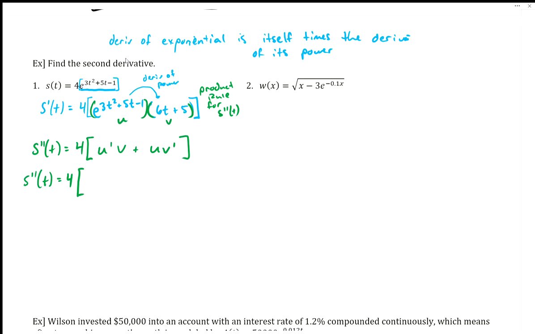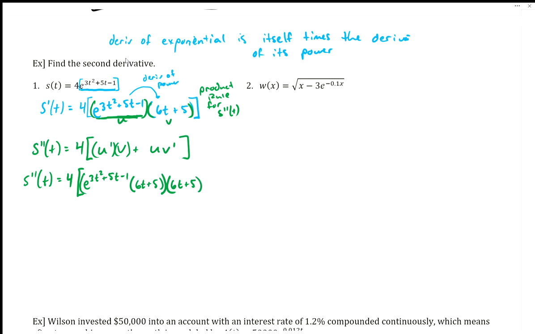Okay, so u is an exponential function. So that means I'm going to copy it. So the derivative of the exponential function, e to the 3t squared plus 5t minus 1, and then times it by the derivative of its power, which is 6t plus 5. Okay, so derivative of 3t squared is 6t, and then derivative of 5t is 5. Okay, so that was the u prime part. And now the v part is to just copy the 6t plus 5.